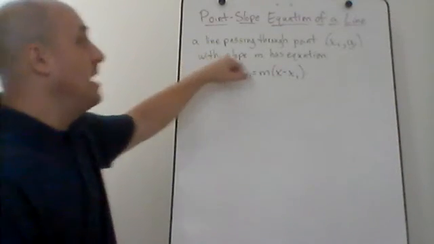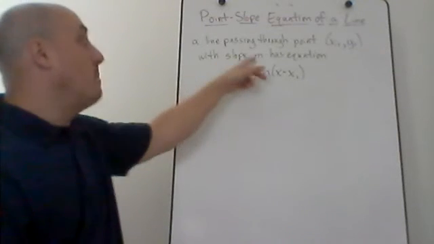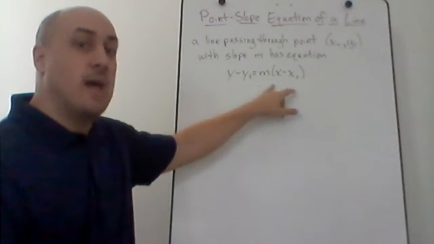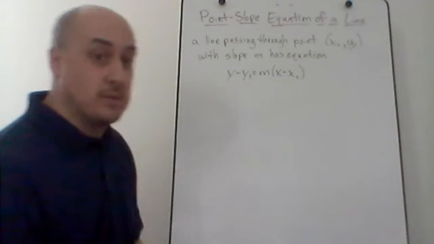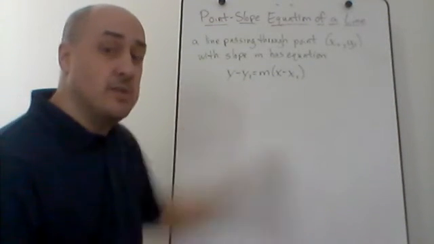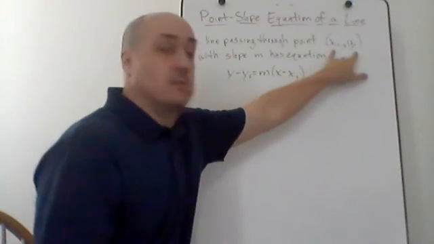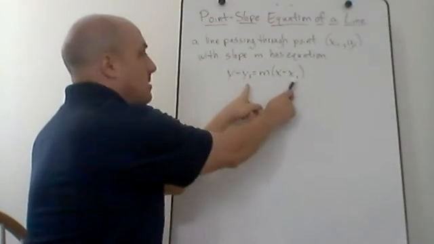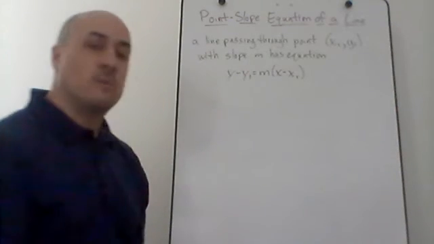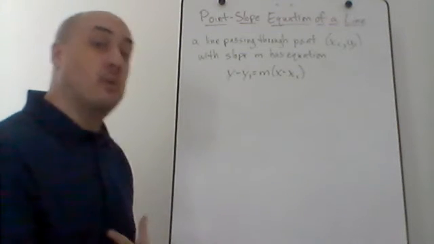If we have a line passing through a point with coordinates x1, y1 with slope m, it has the equation y minus y1 equals m times parentheses x minus x1. This is what we refer to as the point-slope form of a linear equation. We call it that because if we have a point, we put the coordinates x1, y1 in here, and if we have the slope m, we put that number there. So if we know the point and the slope, we can just throw those numbers into the formula and we have the equation of the line.